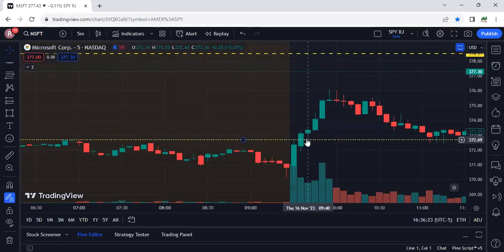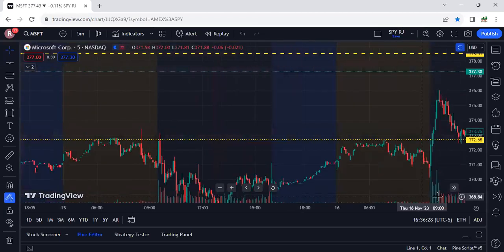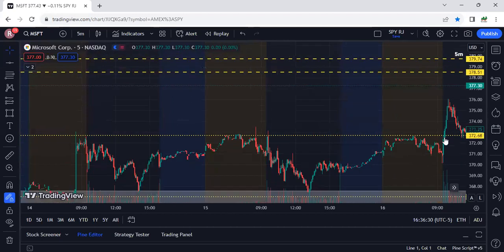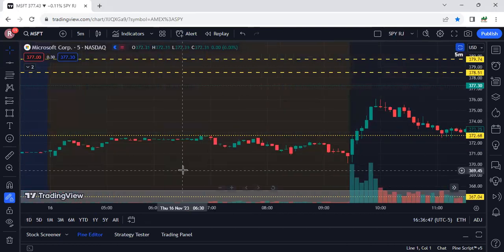This is a live trade that we took last week. Let me know if this makes sense. We got our level, we got our break, and we have our retest right here. Let me know if that makes sense. Okay, cool, cool. All right.